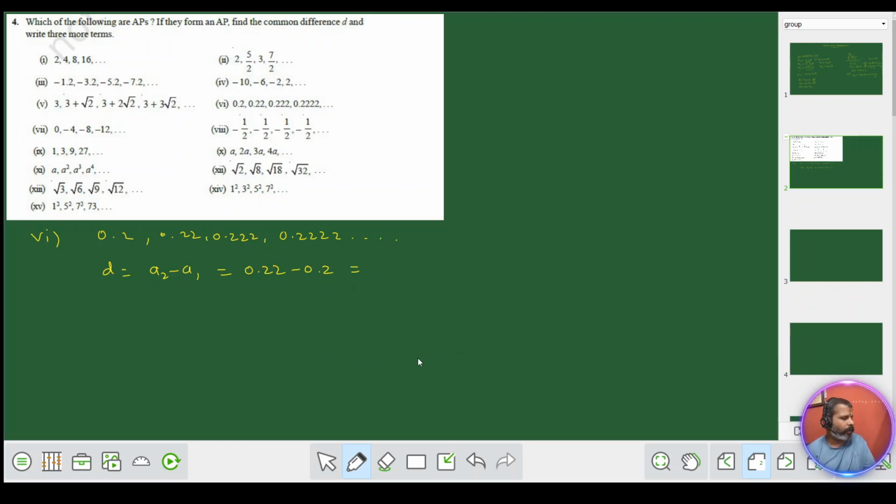If you don't know the horizontal subtraction, please write vertically and solve yourself. Okay, it will be 0 here. So this comes like this, 0.22, 0.2. Okay, 0.20. Remember that. So it becomes 0.02. Then A3 minus A2 comes. A3 is how much? 0.222 minus 0.22. This also comes like that, 0.002.